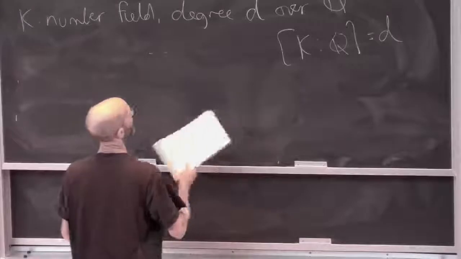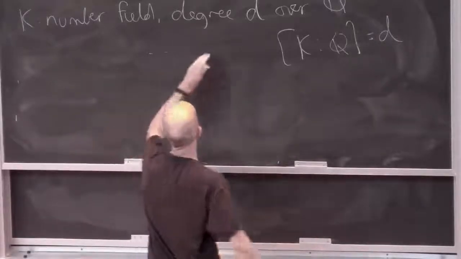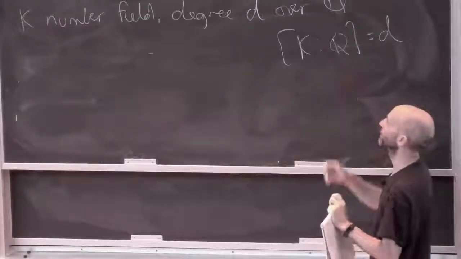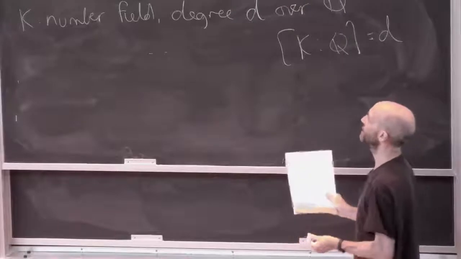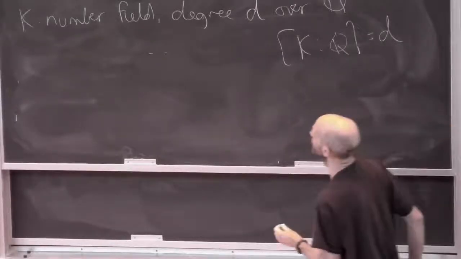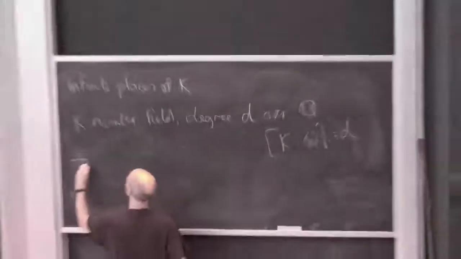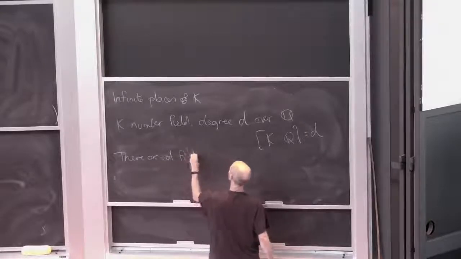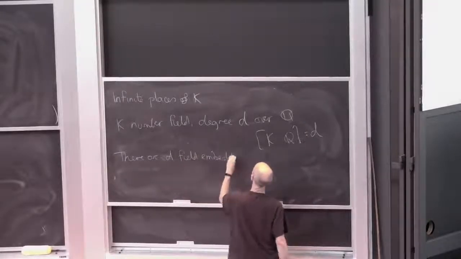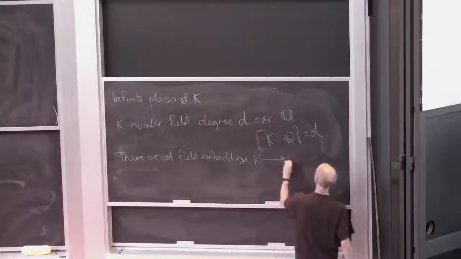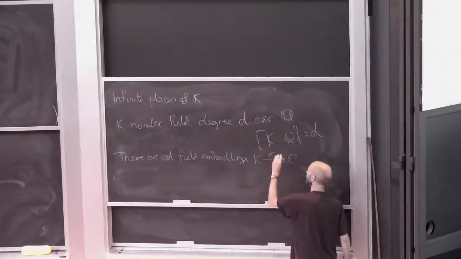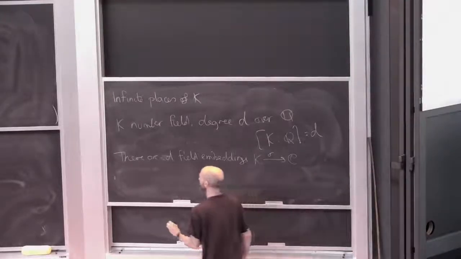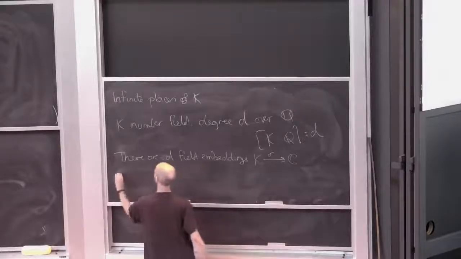So an infinite place, so there's some standard fact. If I've got degree D over Q, it's a number field, right? So it's generated by one element alpha, where the min poly of alpha has degree D, and that min poly has got D complex roots, right? So there are D field embeddings from K into the complexes. I'm going to call them sigma. And I'm going to put a weird little equivalence relation on these. So they're of two kinds.